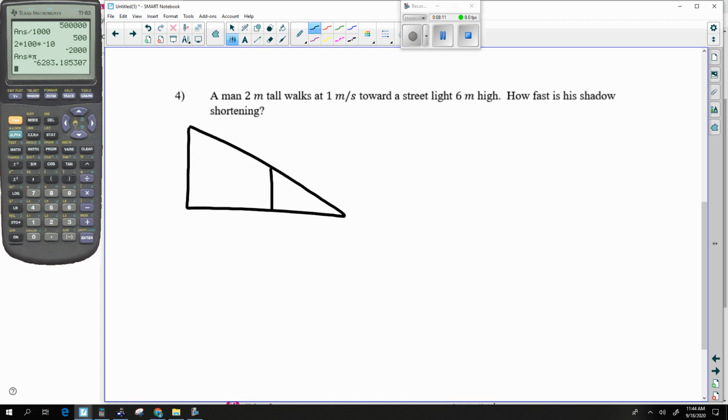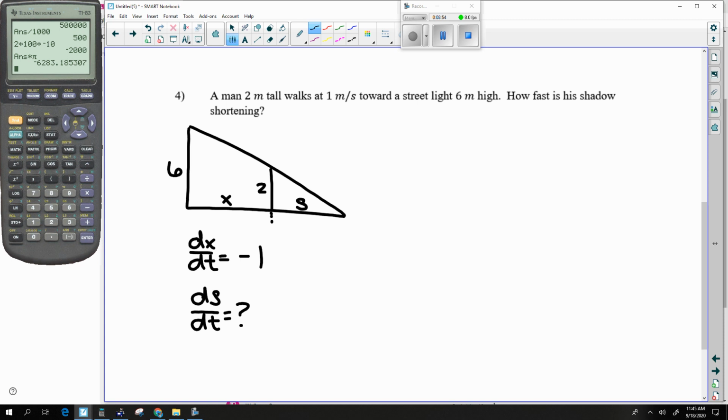A 2 meter tall man is walking towards the street light. This is his feet right here. He's walking towards the street light at 1 meter per second. Notice that length is getting smaller, so that would be -1. The street light is 6 meters high. How fast is his shadow, which I'll call S, shortening? So what is dS/dt?